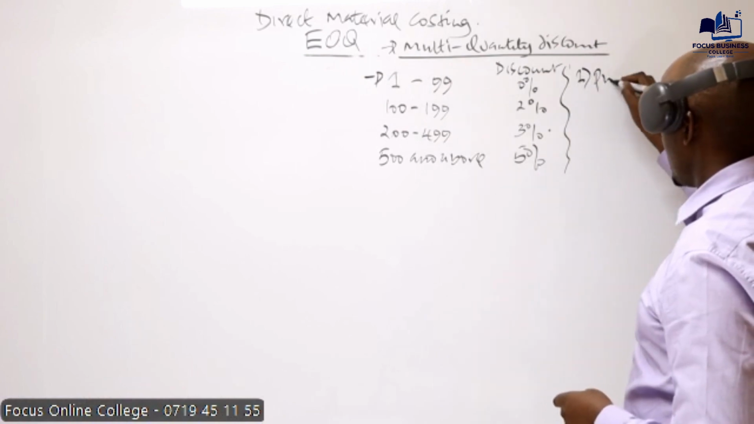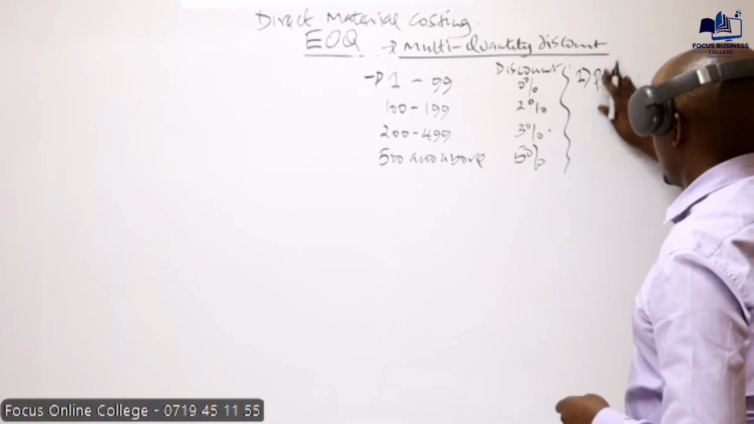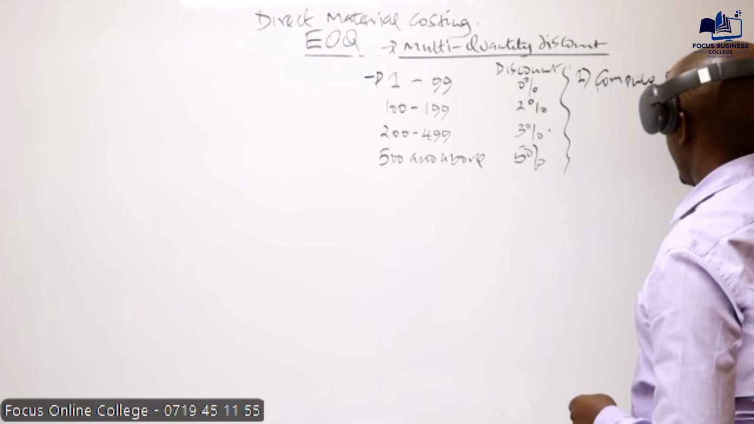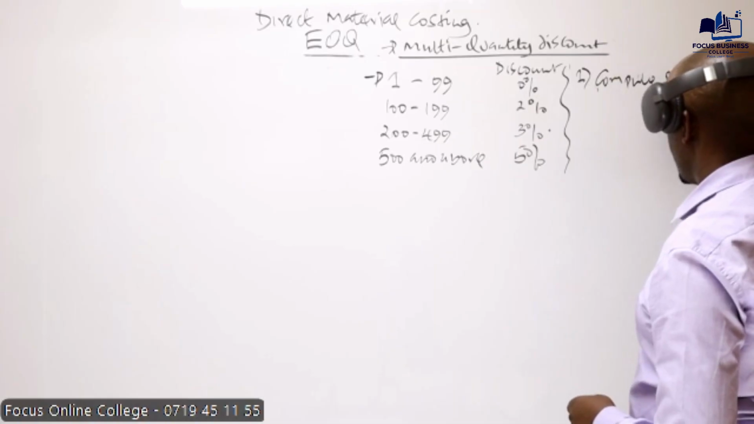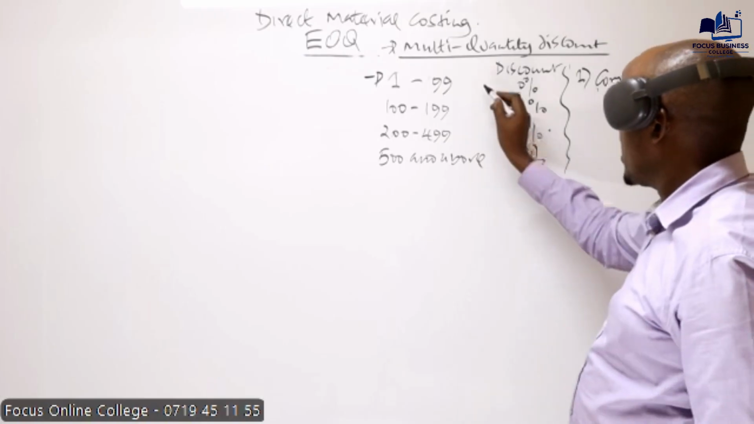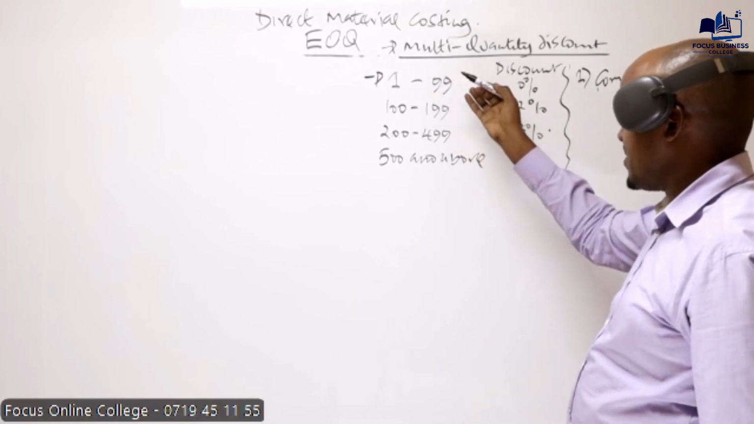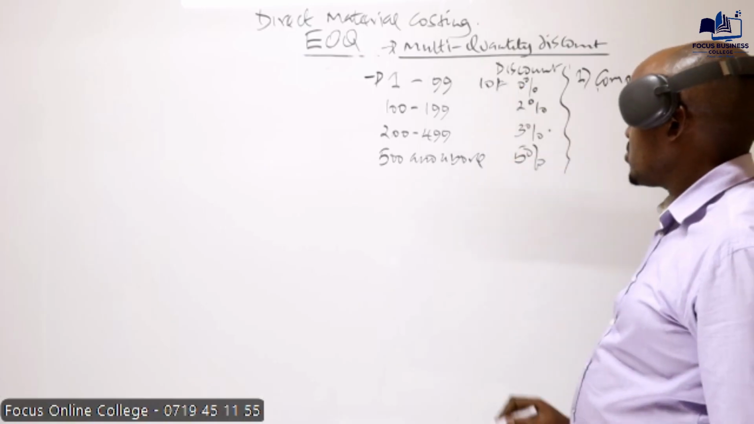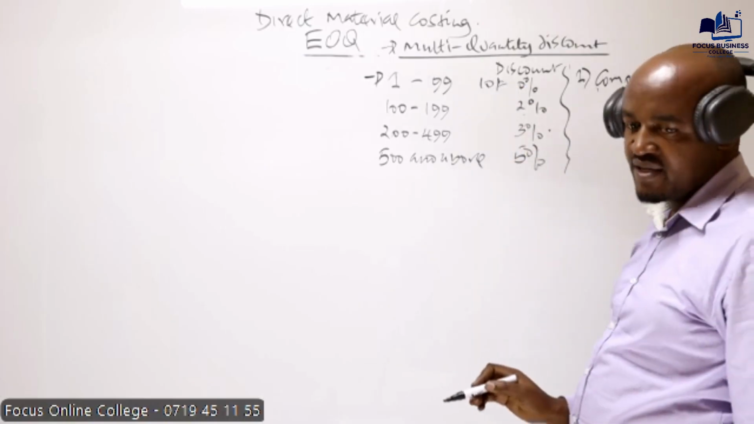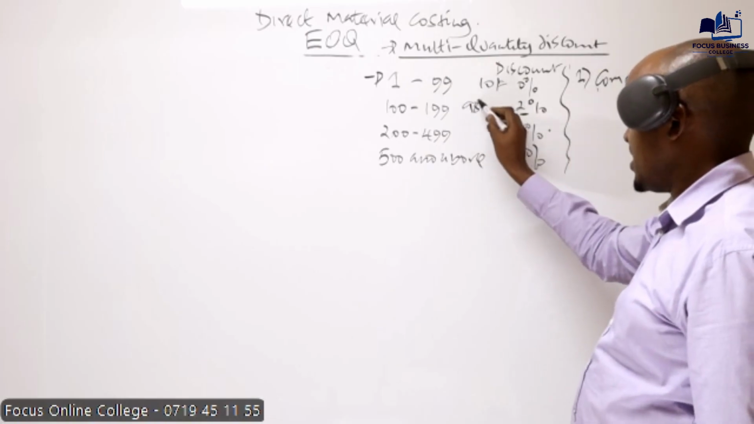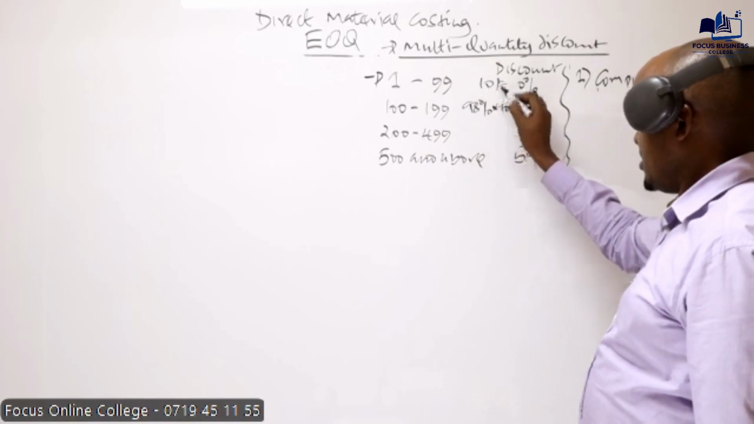Therefore, in case you come across a question with a multiple quantity discount, the first thing you need to do is compute the purchase price per unit, which is P. For example, you can be told that between 100 and 199 units the price is 10 shillings. What will the price be here? Because the company will get a 2% discount, the price will be 98% of 10 shillings.